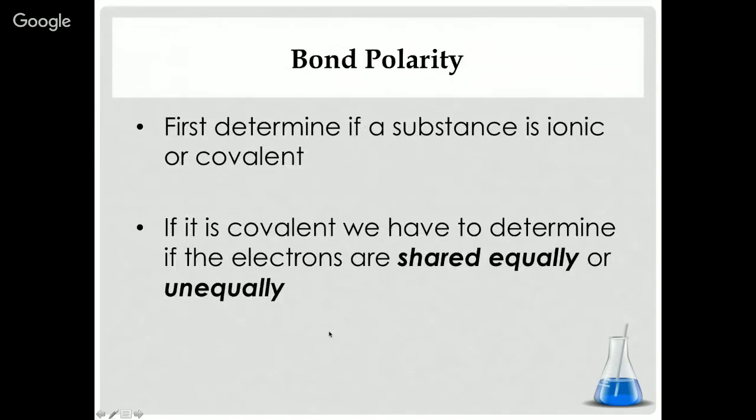Okay, now that we discussed the main types of substances we have and the main types of bonds, we have to talk about bond polarity. So this occurs for covalent substances. So first thing we ever do is determine if a substance is ionic or covalent. If it's ionic, then we're done. If it's covalent, then we have to determine if it is going to be nonpolar or polar. So is it sharing the electrons equally, nonpolar, or is it sharing them unequally, polar?